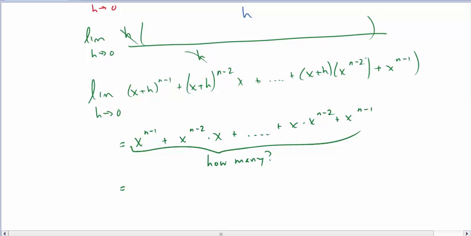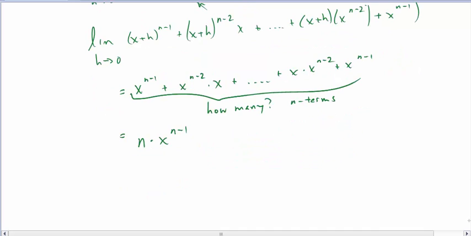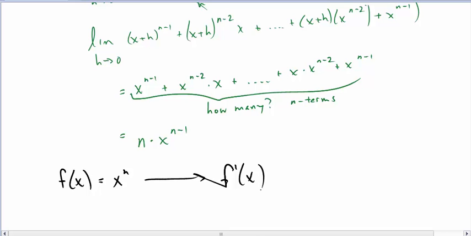Well, it turns out if we look at that expansion, we will have n terms. So we have n times x^(n-1). So what does that mean? Well, let's summarize this. Let's wrap this up into a nice package. If f(x) = x^n, then f'(x), the derivative of f, is equal to n times x^(n-1).